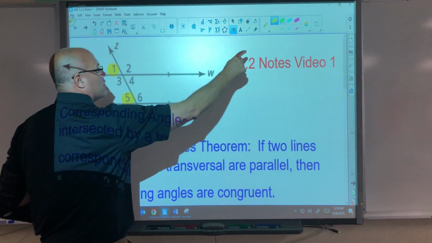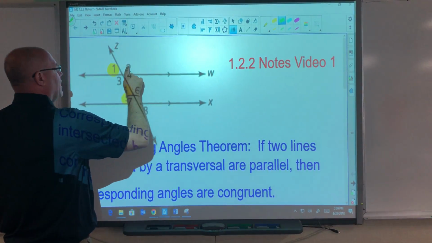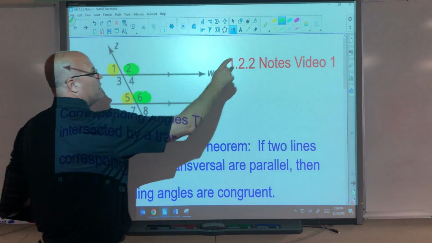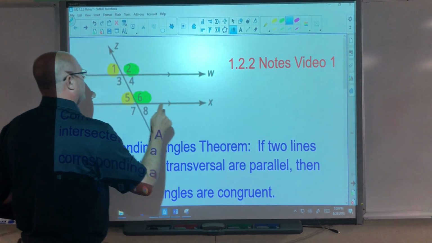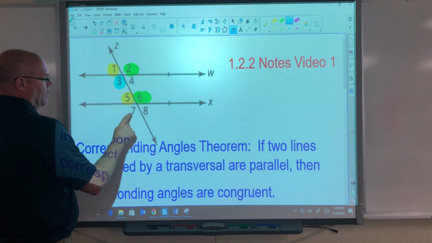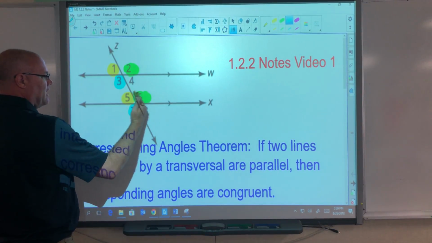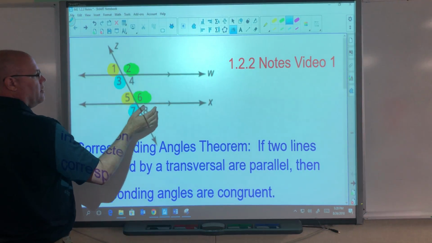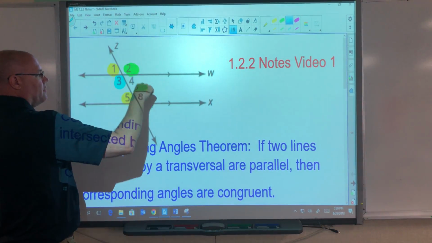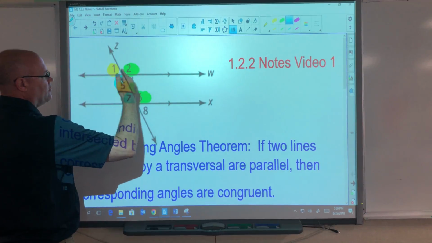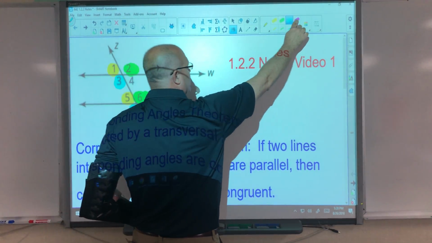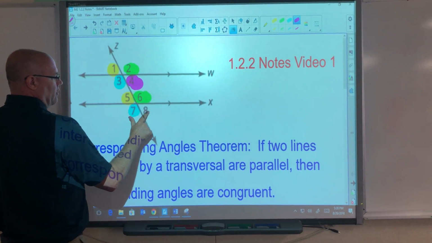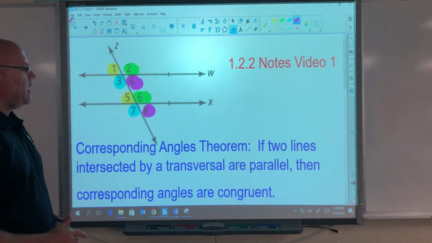Another pair of corresponding angles we have is angle 2 and angle 6. They correspond. Another pair is angle 3 and angle 7, both left side of the transversal, below the corresponding line. The 2 and 6 were above the parallel lines, to the right of the transversal. And then finally, you can guess it, angle 4 and angle 8 are corresponding angles.